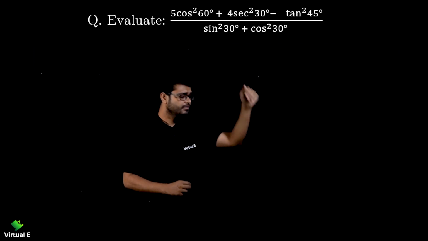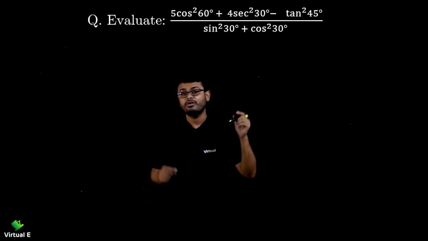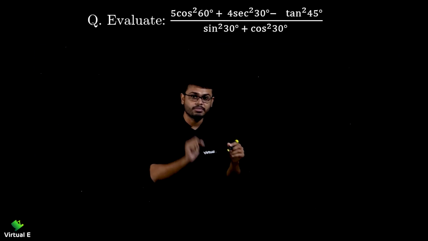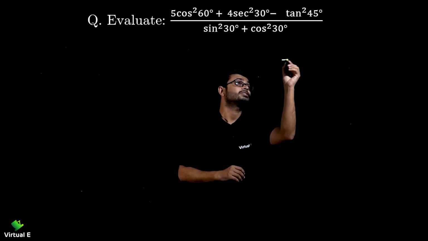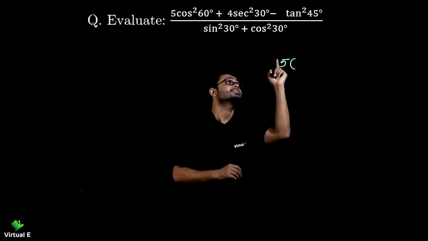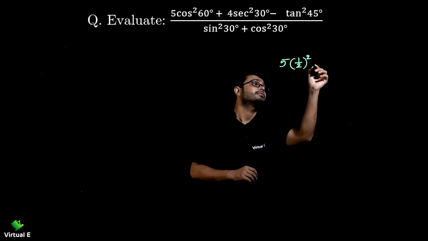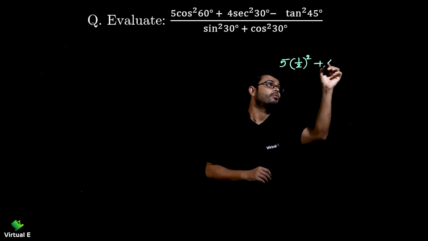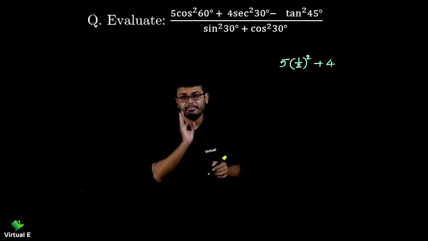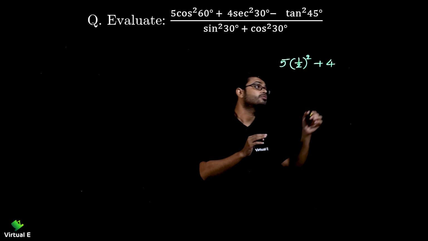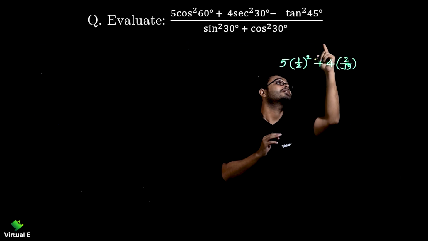So let's start. First of all, numerator 5 cos square 60. What is the value of cos 60? Remember, the table is a must. So let's write here 5 into cos 60, it is 1 by 2. So 1 by 2 whole square. Then plus 4 as it is. Then sec square 30 degree. You need to identify this value. It is 2 by square root of 3. Done. And here it is square.